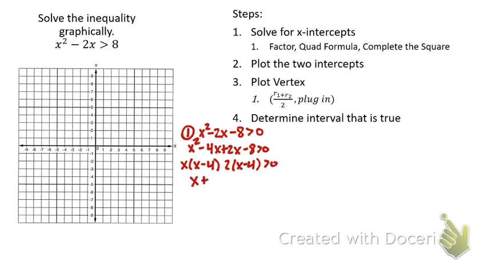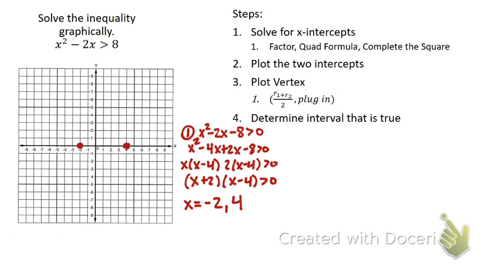So we have x plus 2 and x minus 4. So my x-intercepts are negative 2 and 4. So if my x-intercepts are negative 2 and 4, I have a dot at negative 2 and a dot at 4. Okay, so that's steps 1 and 2. You find the x-intercepts, which is what we've been doing for the past 2 weeks with quadratic formula, factoring, or completing the square, whatever you want. So you find your x-intercepts, and then you put those on the graph.